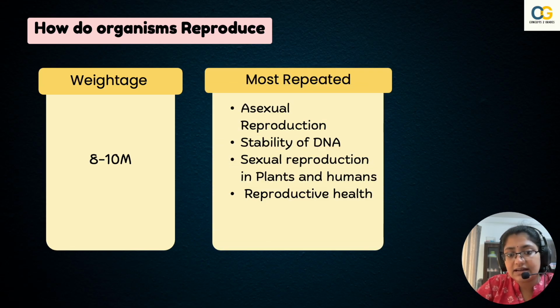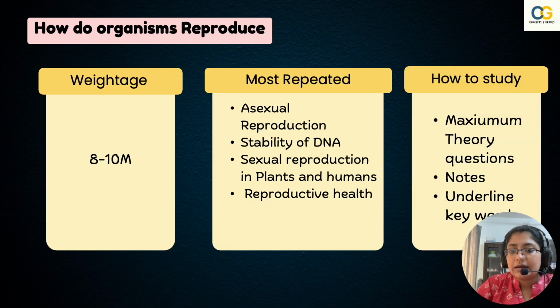The most asked questions are in asexual reproduction, the stability of DNA, sexual reproduction in plants and humans, and a little bit of reproductive health. In this chapter, you will get maximum theory questions, because it is a very theory based chapter.